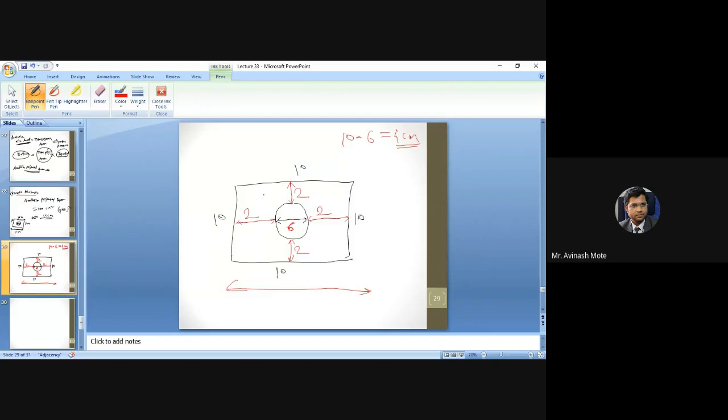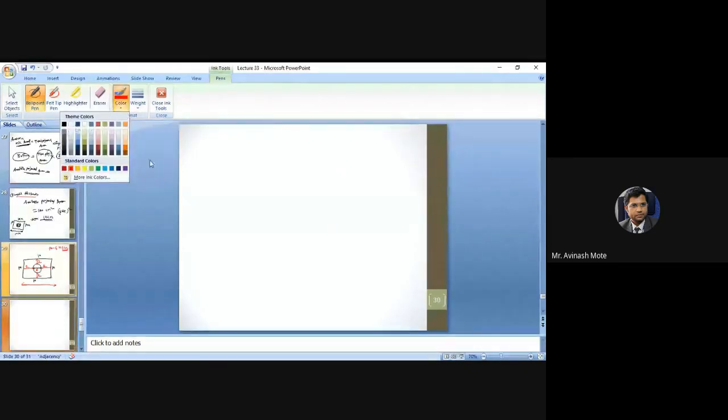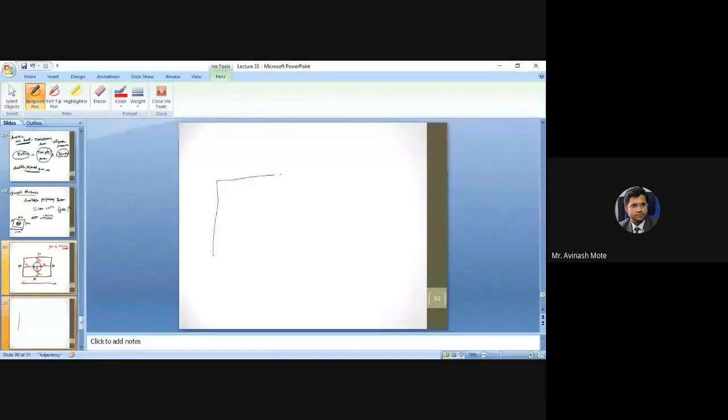Right. Are you getting it? I will explain the same thing differently. Suppose this is the area you considered, 10, 10, 10, 10. And you have multiple cavities. Suppose you have 2 cavities. One is here, and another is here. Are you getting it?